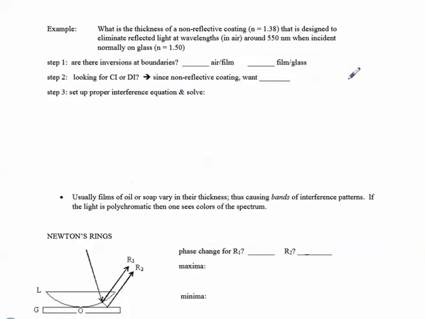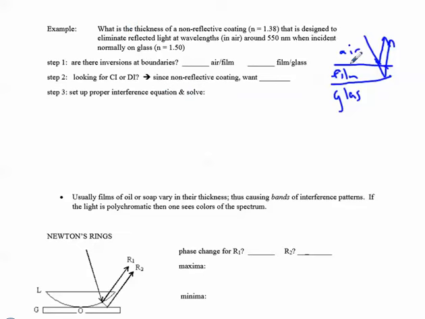Okay, it's nice to have a diagram, so let's just do a simple schematic. We have air, we have our film, and then we have glass. We have light coming in, bouncing off, also going through the film, bouncing off, and meeting. First question I want to ask: are there going to be inversions at the boundaries?